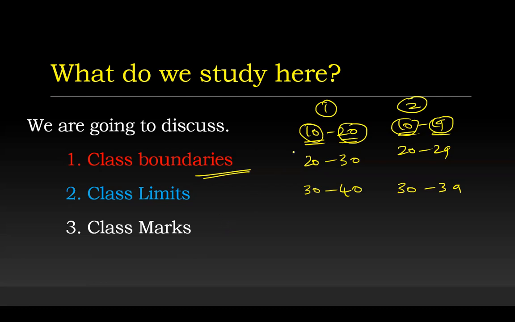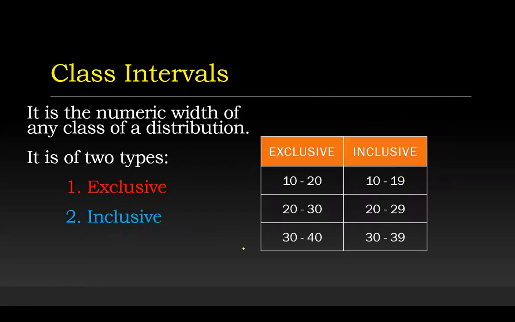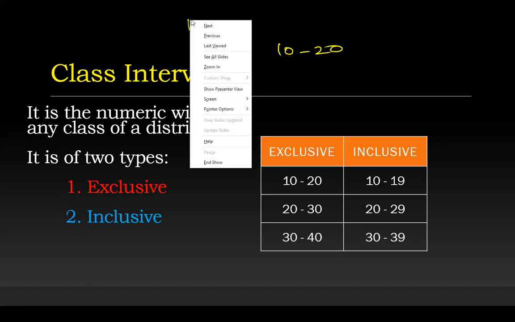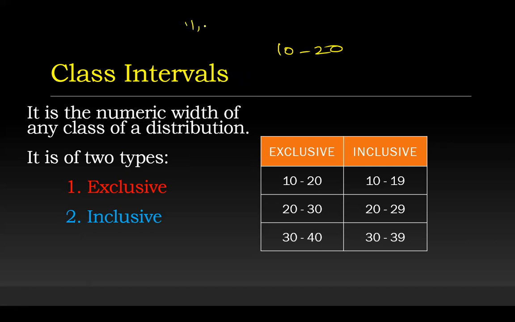So we are going to see one by one here, so that after this video, I think you will have some clarity on what are class boundaries, what are class limits, and what are class marks. Okay, so now when we talk about class interval, what is it actually? See, from 10 to 20, I have some numbers. Suppose I have 11, then 12, 13, 14. Now, these numbers will fall into this particular class interval.